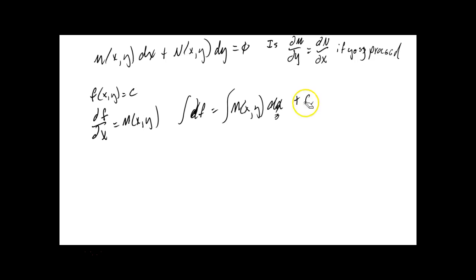Now what we're going to have is not just a c, but some function of y alone, because you're treating your y's as if they're a constant. So don't just put a plus c out there, put a g of y out there, or some symbol for y. Don't use f because you've already used f or anything else. So g of y is perfectly fine. Okay?